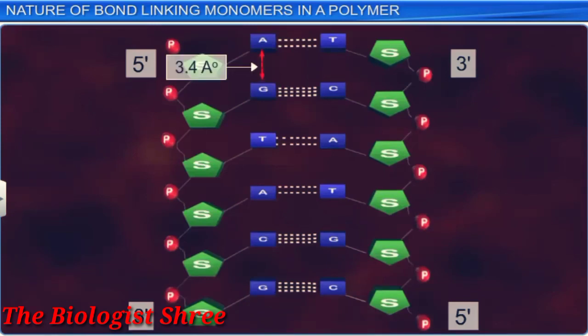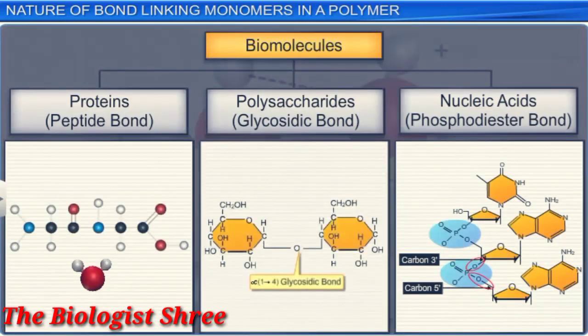The different types of bonds we have studied are crucial, as they provide structure and stability to biomolecules and make them functional.